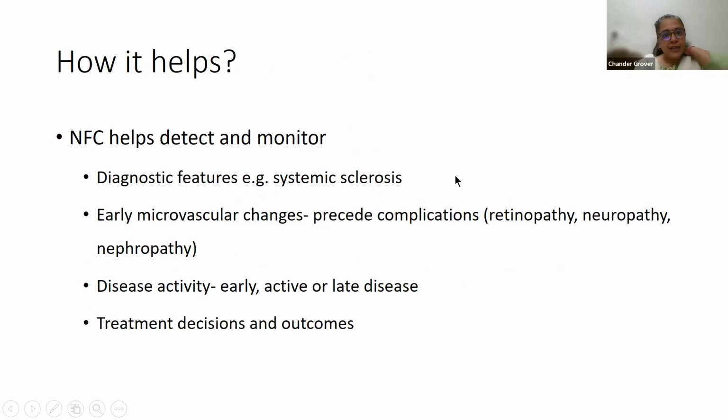In the ACR-EULAR criteria for systemic sclerosis, NFC has 2 points. It helps you pick up early microvascular changes preceding the complication. So in a patient with diabetes with NFC changes, you will pick up the possibility of retinopathy occurring earlier, before it becomes clinically manifest and visual loss occurs. It helps you monitor disease activity. Like in systemic sclerosis, presence of microhemorrhages tells you active disease. You need to intervene. In late disease, where you have only avascular areas on NFC, there is not much that you can change now. It helps you make treatment decisions and monitor your outcomes, whether they are coming or not.